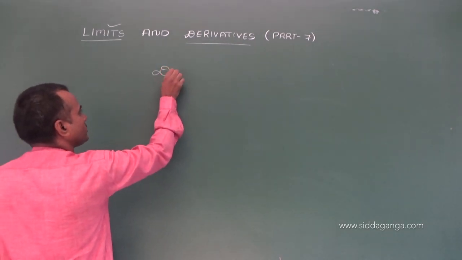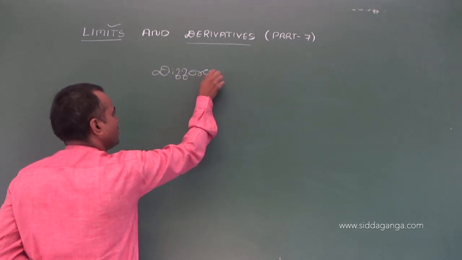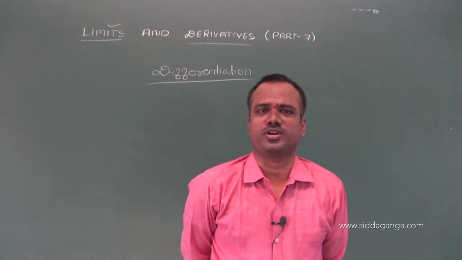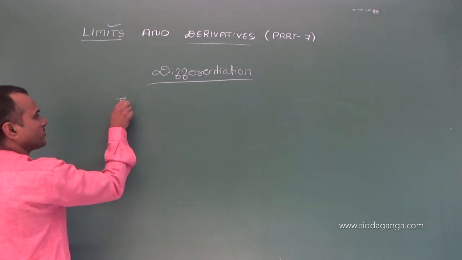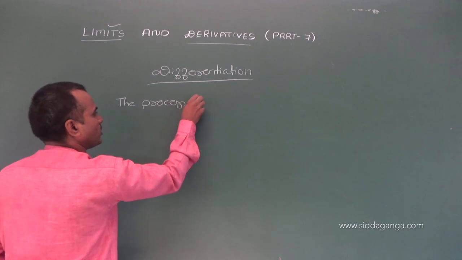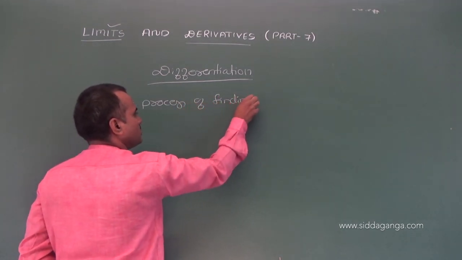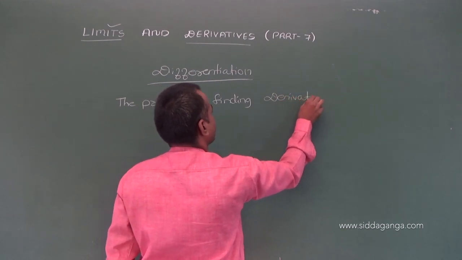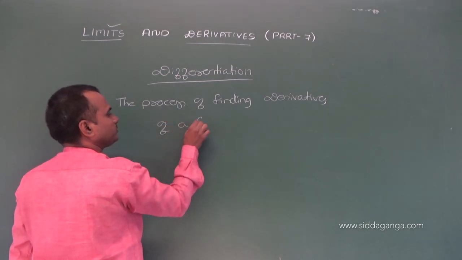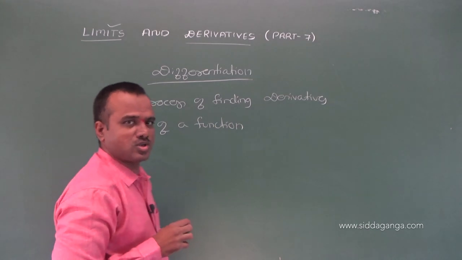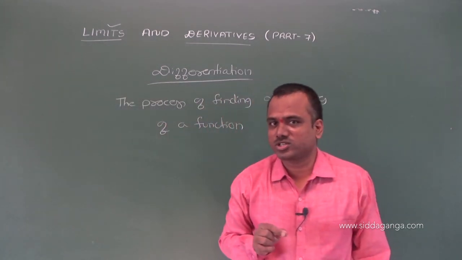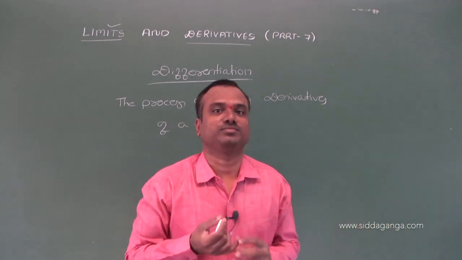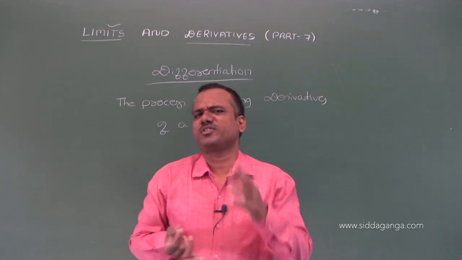Before that, one more word: differentiation. If anybody asks, what does differentiation mean? Differentiation means the process of finding derivatives of a function. The process of finding derivatives of a function is known as differentiation. It's very important. Differentiation, if anybody asks, what does differentiation mean?